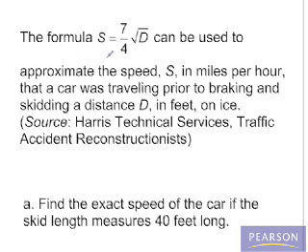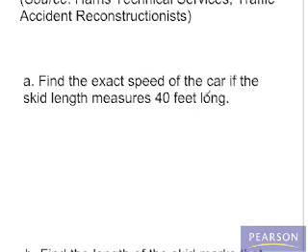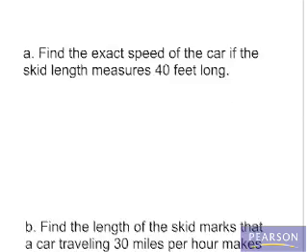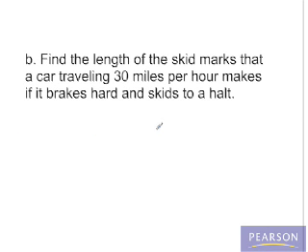The formula s equals 7/4 times the square root of d can be used to approximate the speed s in miles per hour that a car was traveling prior to braking and skidding a distance d in feet on ice. A. Find the exact speed of the car if the skid length measures 40 feet long. B. Find the length of the skid marks that a car traveling 30 miles per hour makes if it brakes hard and skids to a halt.